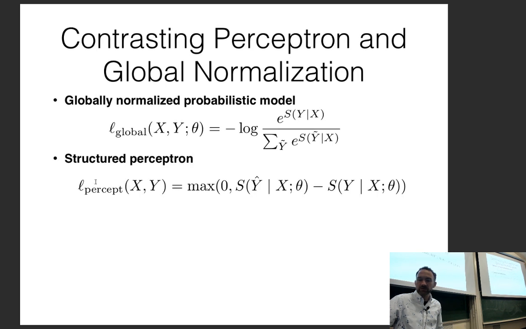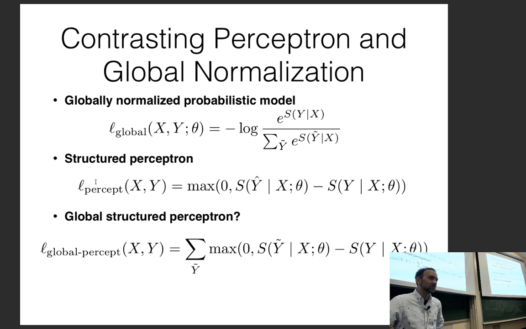So it looks like this. We could also have something that's a little bit like the global structured perceptron. So basically, we find all of the competing things, and we take this value as well. So in this case, we really do need this max function because we would only be decreasing them if they were worse, if they got a higher score than our actual true output.